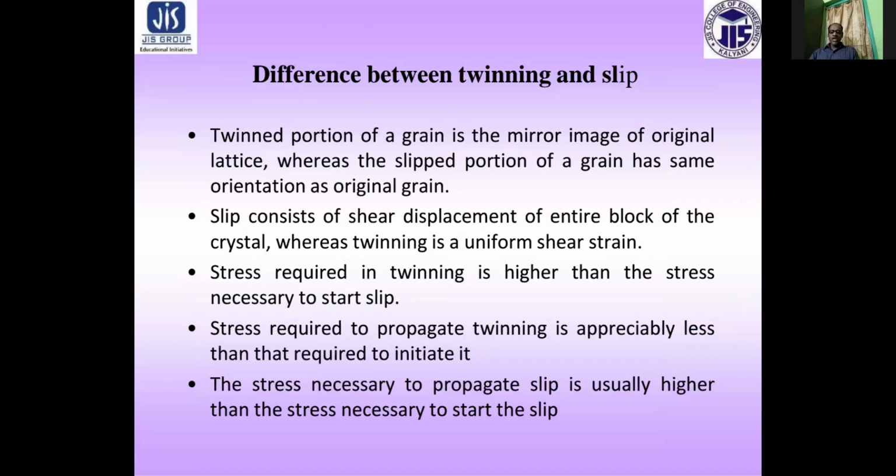Slip consists of a shear displacement of an entire block of the crystal, whereas twinning is a uniform shear strain. The direction of slip may be positive or negative, while the direction of shear in twinning is limited to that which produces the twin image. The stress required to produce twinning is higher than the stress required to start slip. And lastly, the stress required to propagate twinning is appreciably less than that required to initiate it, whereas the stress required to propagate slip is usually not higher than the stress necessary to start the slip.